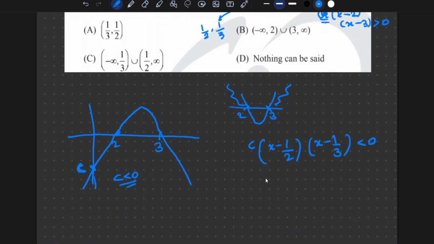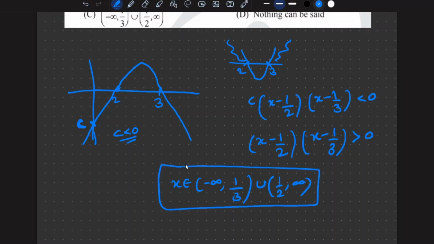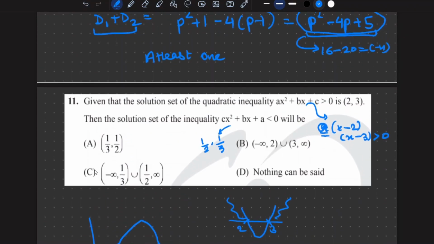So from here, I'll be dividing c on both sides, so the sign will reverse. So this thing is greater than 0, and my solution set would be x belongs to minus infinity to 1 by 3, union 1 by 2 to infinity. Okay, so it is done, and we'll be having C as the correct option.